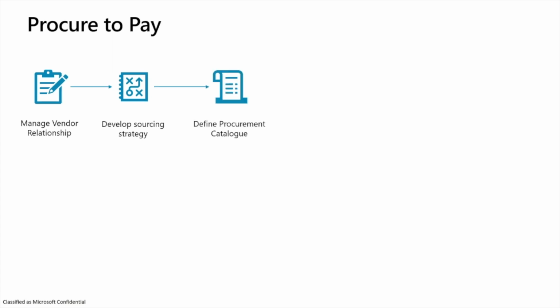Define procurement catalog. This business process area covers the definition of procurement catalogs by creating a standardized list of goods and services that can be purchased. It also covers the setup of pricing and availability information and keeping the catalog accurate. In D365, this process includes not only internal catalogs and categorization of products for procurement, but also external catalogs for punch-out.